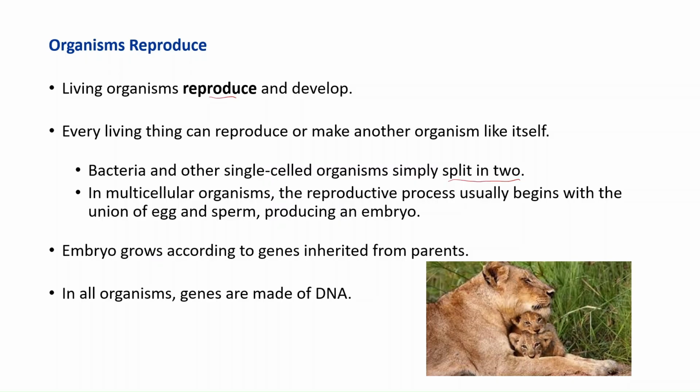For multicellular organisms, this is a very generic description. In the second semester you see more about that, but in general you have the union of an egg and a sperm that produces an embryo, because we're talking about sexual reproduction. Different types of reproduction will come in the next semester. That embryo has to grow. How does the embryo grow into what it's supposed to be? Because the information is stored in the genes that are inherited from the parents. You're going to hear a lot about genes in biology. For today, just keep in mind genes are made of DNA.